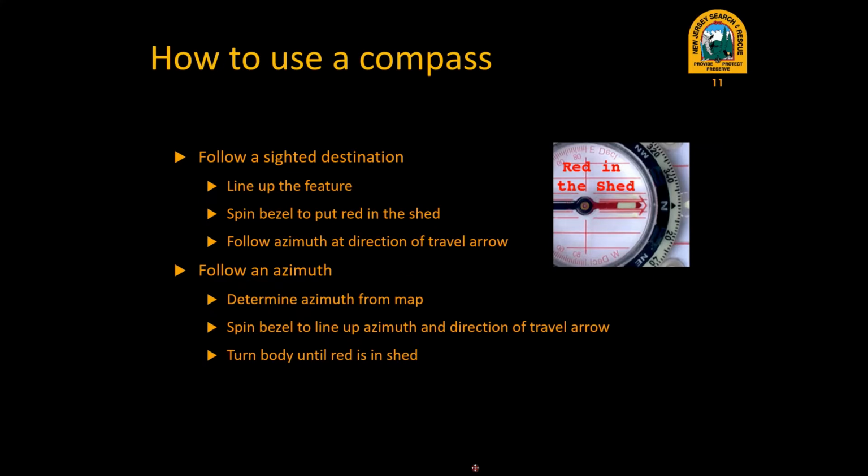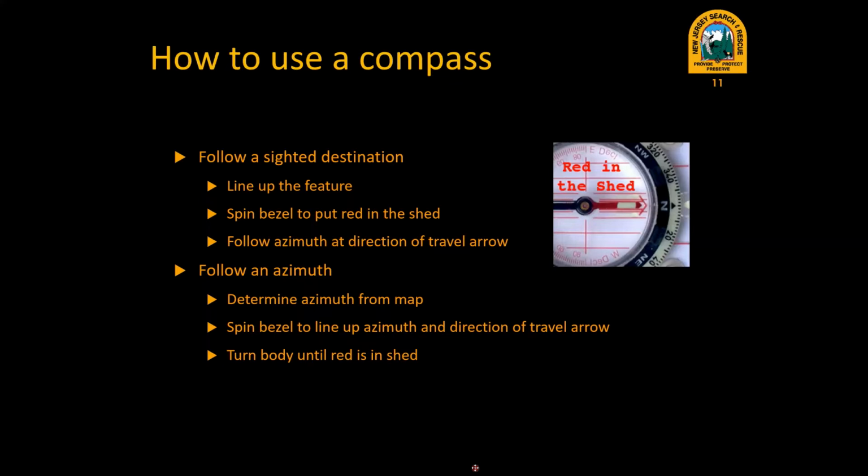The second thing that you'll need to do is follow an azimuth. To do that, you're essentially doing the first thing in reverse. You use your map to determine the azimuth that you'll need to follow, and then you spin your bezel to line the azimuth up with the white line at the top of your compass. That's going to be your direction of travel.